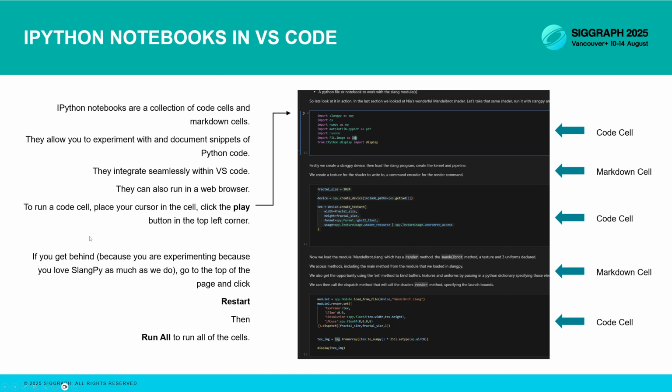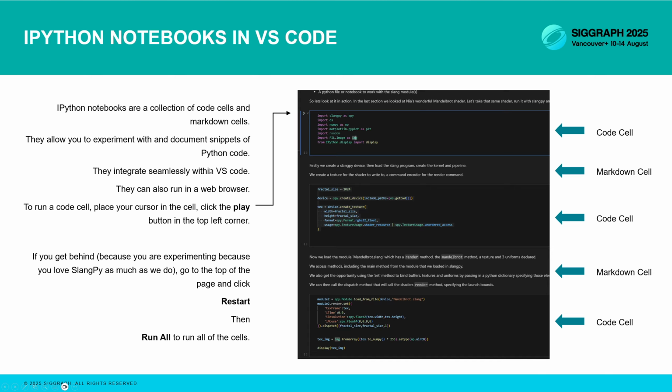So a quick word about IPython notebooks. Running these in VS Code is very, very simple. Again, if you're not familiar with IPython notebooks, it's simply a collection of code cells and a collection of markdown cells. This allows you to experiment with little snippets of Python code and iterate and test and display the output very, very easily. It's a really great tool. They implement seamlessly within VS Code. They can also run in a web browser.